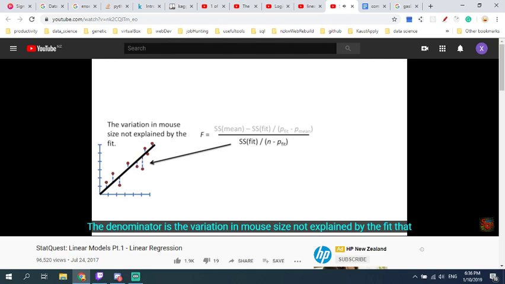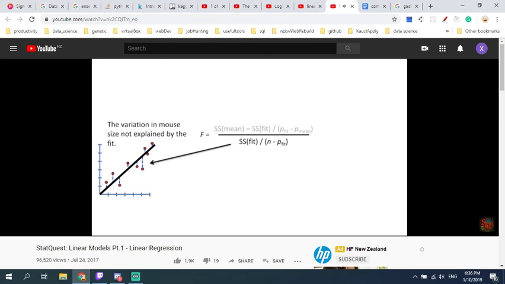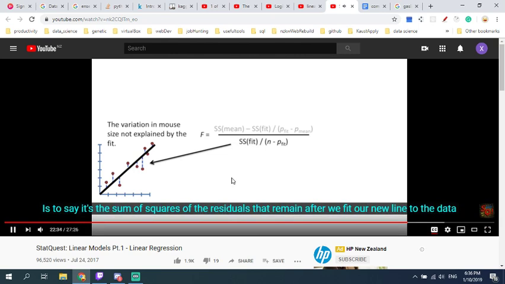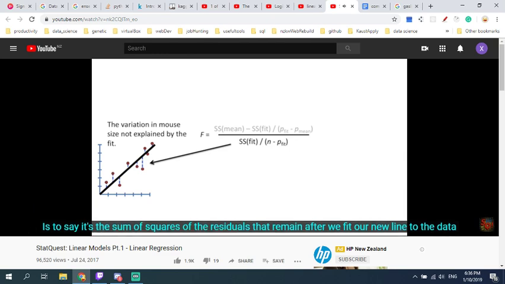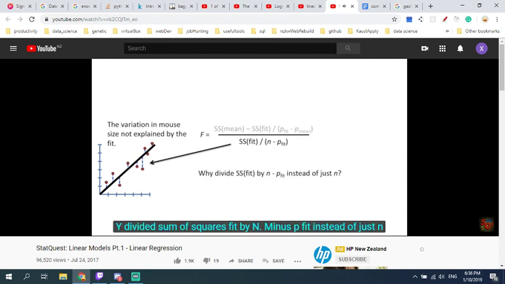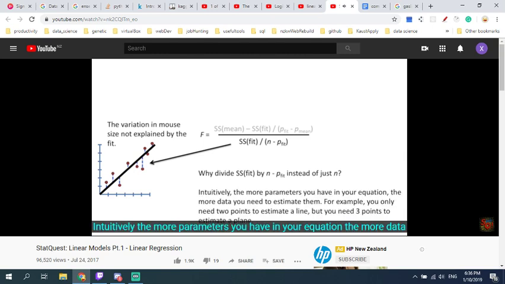Now let's talk about the denominator for our equation for F. The denominator is the variation in mouse size not explained by the fit. That is to say, it's the sum of squares of the residuals that remain after we fit our new line to the data. Why divide the sum of squares around the fit by n minus p_fit instead of just n? Intuitively, the more parameters you have in your equation, the more data you need to estimate them. For example, you only need 2 points to estimate a line, but you need 3 points to estimate a plane.